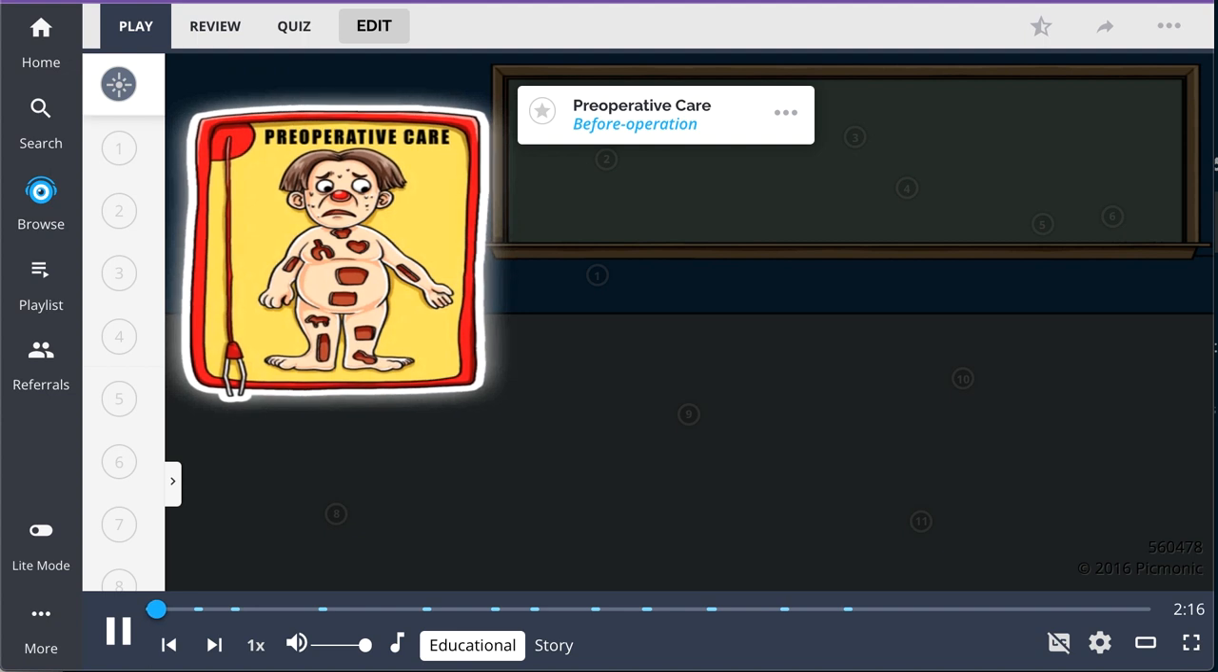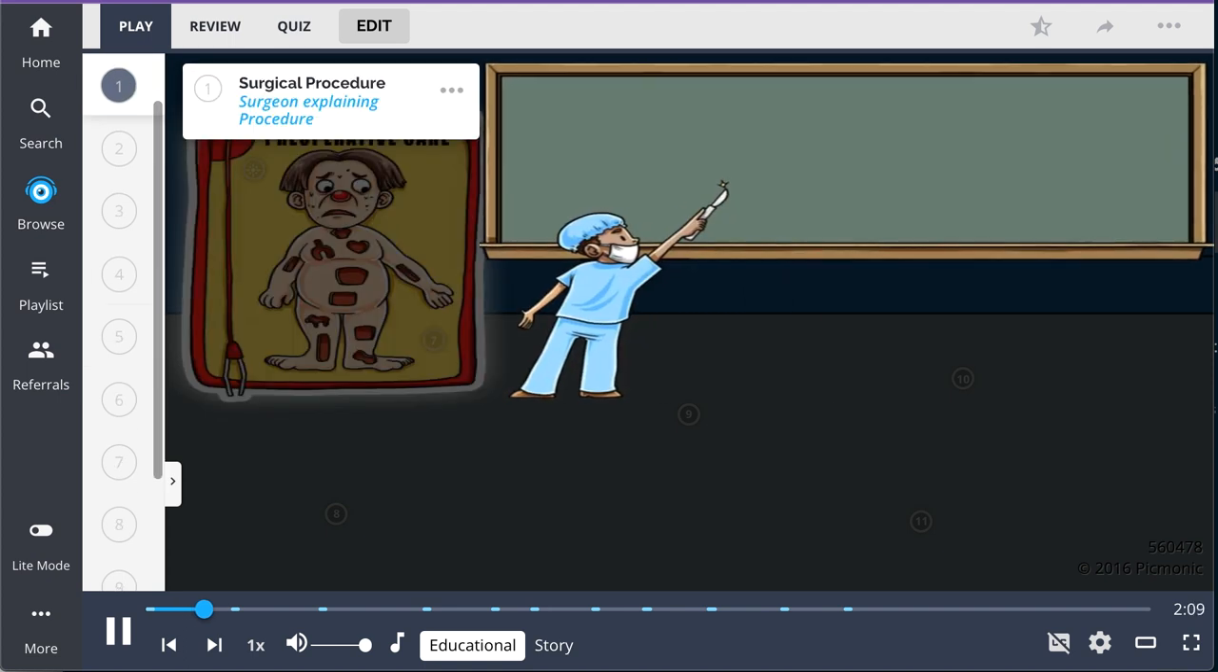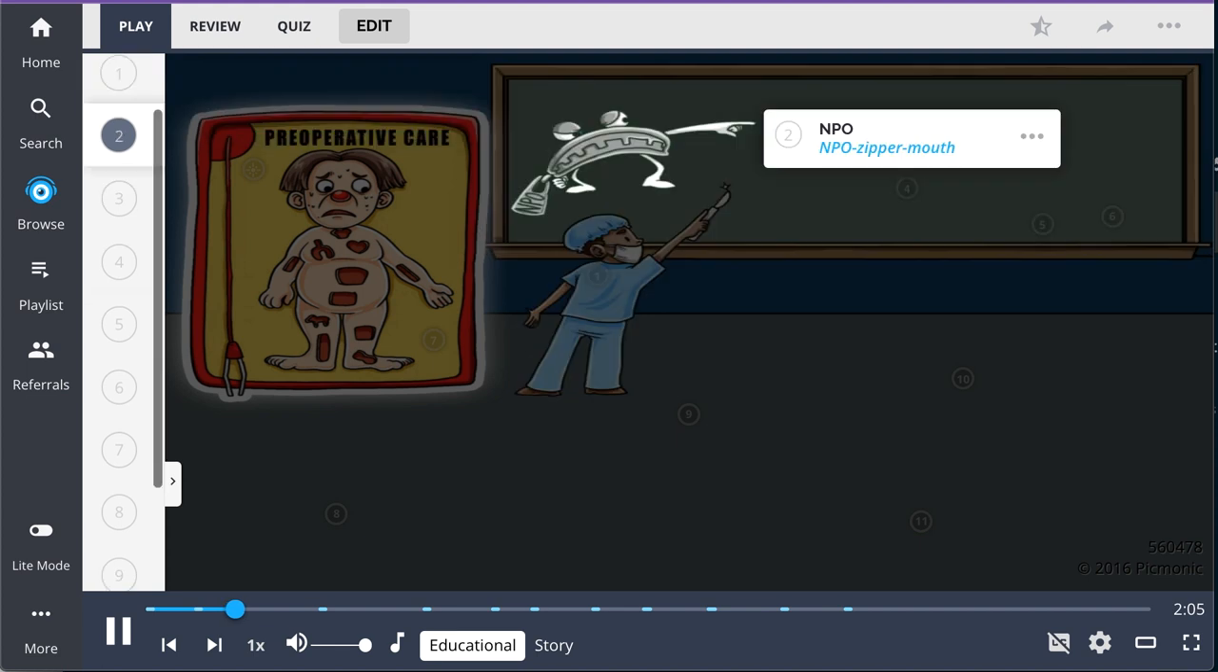Preoperative care can be remembered by the operation character waiting around anxiously before going into surgery. Pre-op education begins with the surgeon explaining the surgical procedure. The patient may be instructed to be NPO, or nil per os, shown by the NPO zipper mouth, which indicates that the patient is to not ingest anything by mouth, such as eating or drinking, before surgery.